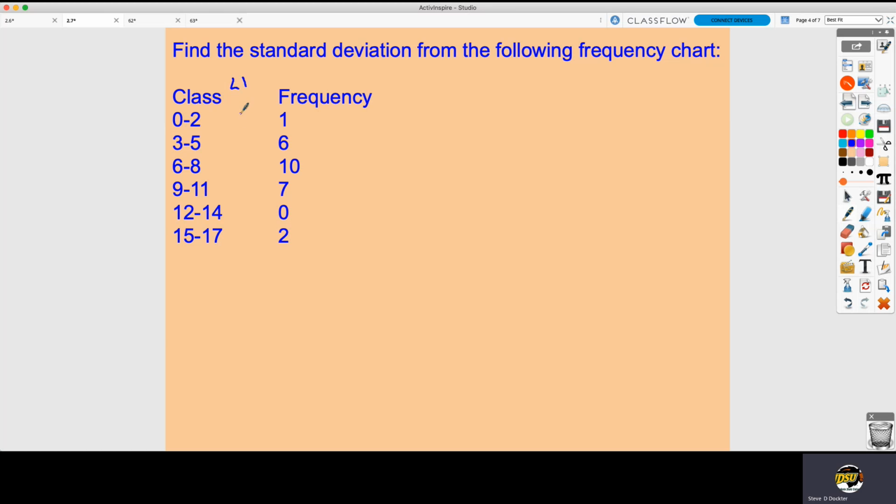We're going to put a 1. For 3 through 5, we're putting a 4. 6 through 8, we're putting a 7, and so on. We're just putting the middle value in there. And then we're going to plug in the frequency into that L2. So go ahead and do that. See what you get for an answer here. I don't remember if I figured this out.